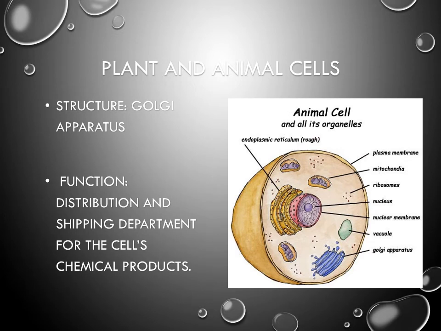Another one that's in both is the Golgi apparatus. The function of the Golgi apparatus, and this is the little pancake looking thing, it's the bottom, it's blue, is the distribution and shipping department for the cell's chemical products. So it takes in different chemical products and then distributes them to other parts of the cell that need them. Kind of like the postal service.